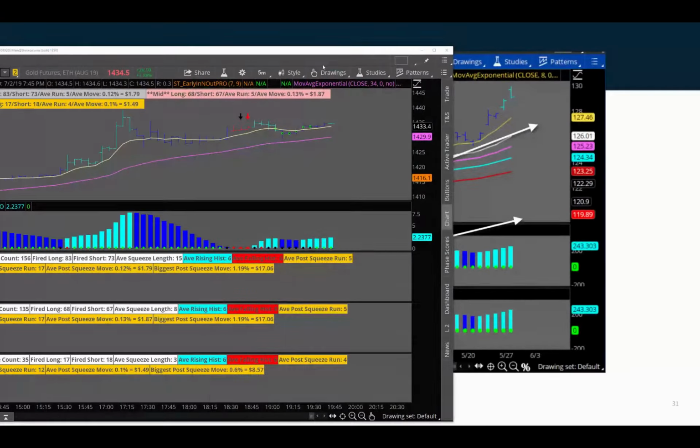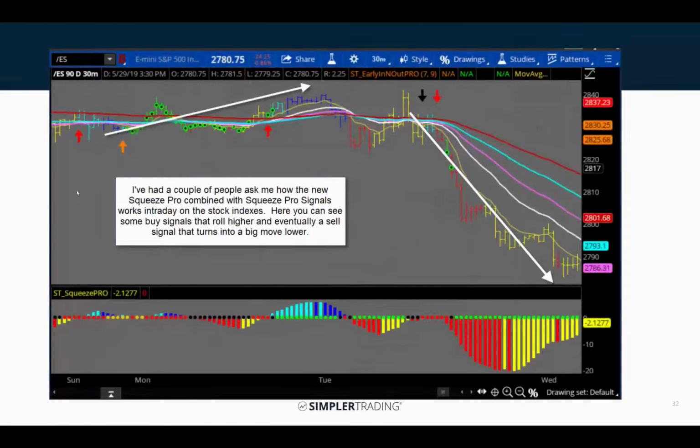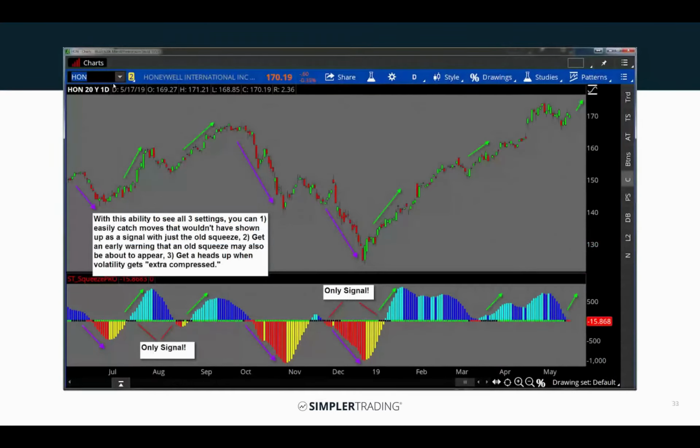Okay. Let's see there. All right, where are we? TLT. Slide 32. Okay, I've got to get going. Okay, so S&Ps, yeah, great. 30-minute chart, signal, any time frame you want to do. Honeywell, this is a daily chart. You can see here, beautiful signals. Only signals from the new squeeze, not a lot of the old squeezes.